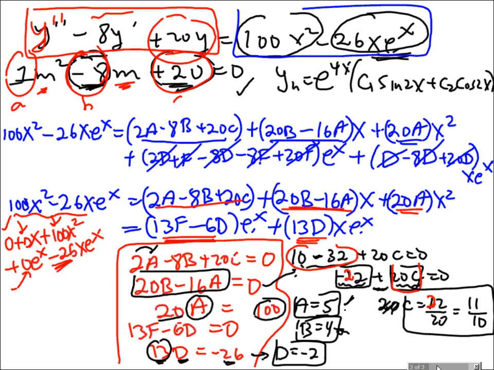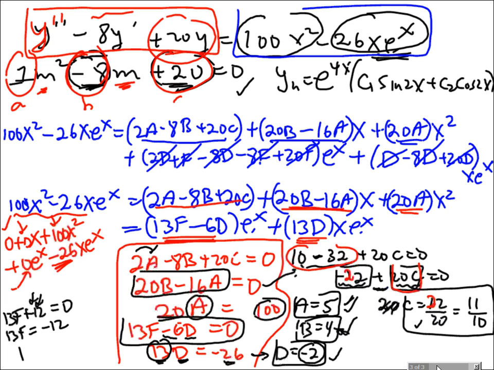So let's go over this. I have a, I have b, I now have c and d. I just need to find f. And I'll use this equation. 13f minus 6d. d is negative 2. Negative 6 times negative 2 is positive 12. Well, if the sum is 0 and this number is 12, then the 13f must be negative 12. And f is negative 12 over 13.